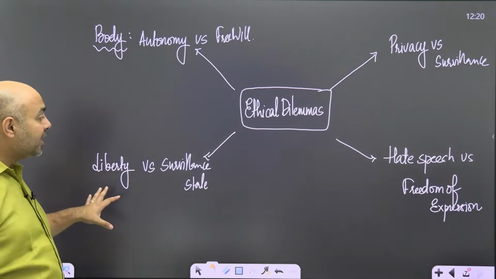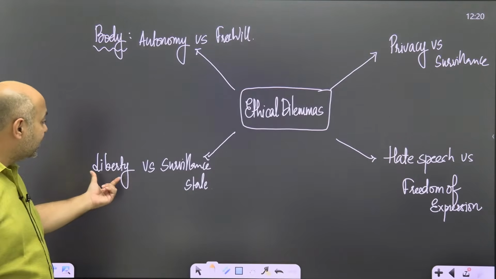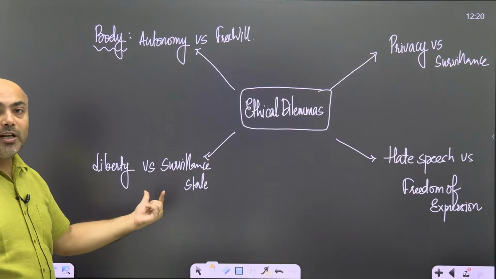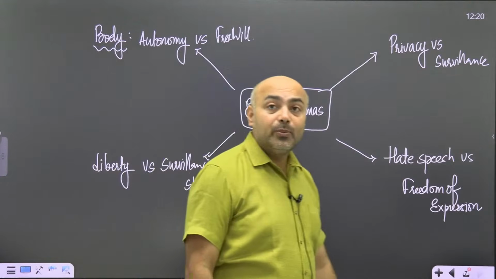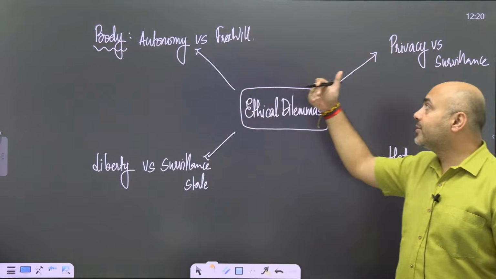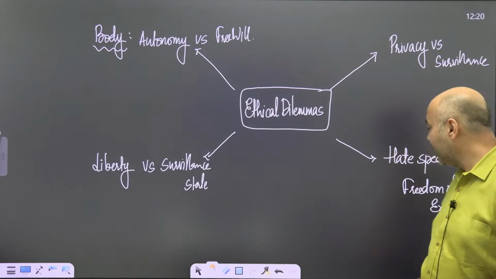Similarly, an explanation of how this could result in liberty, but at the same time, there could be a problem related to surveillance, right? And then comes autonomy versus free will and all of this. So you write this part, okay?